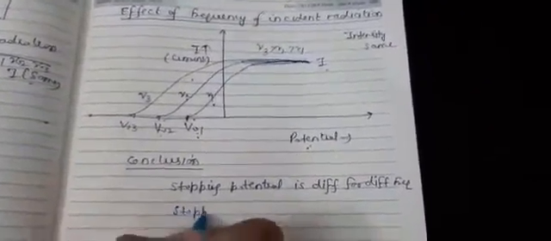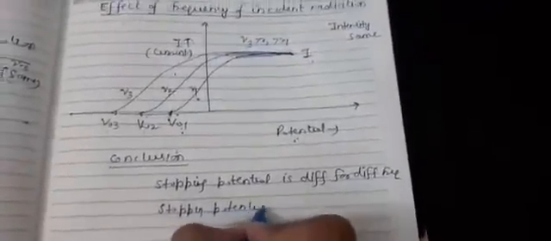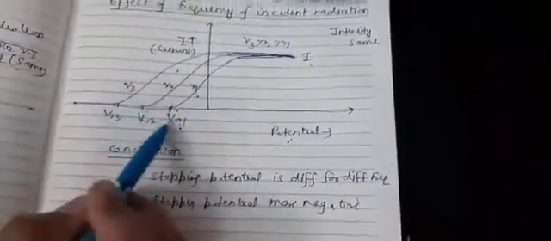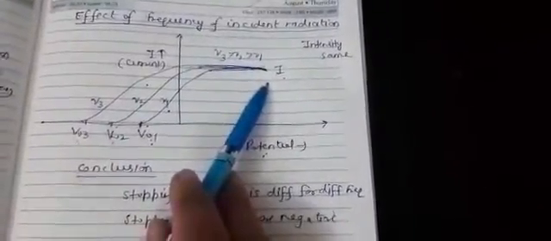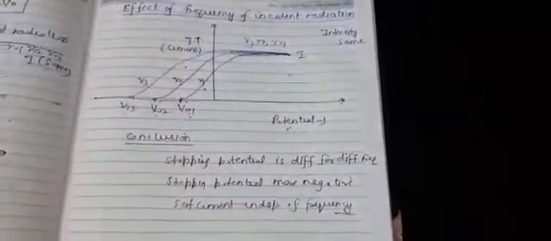Second, the value of this stopping potential is more negative for higher frequencies. Here you are seeing that as the frequency increases, it is attaining a more negative value. And this value of saturation current depends upon the intensity of incident radiation, but it is independent of frequency. So you can say that the saturation current is independent of frequency, but depends upon the intensity of incident radiation.